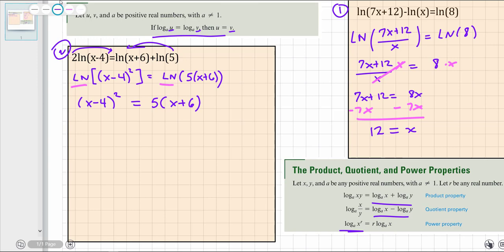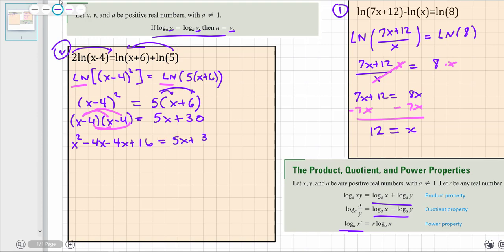So away we go with our algebra skills. Remember, this is FOIL. This is (x minus 4)(x minus 4). If I distribute that 5, that's going to give me 5x plus 30. If I FOIL this, I'm going to get x squared minus 4x minus 4x plus 16. Remember, FOIL: that times that, that times that, that times that, that times that. And then nothing changed over here, 5x plus 30.